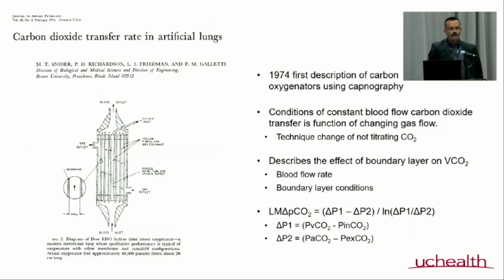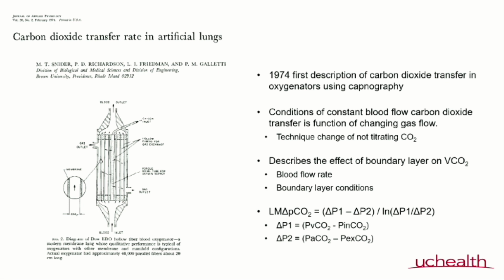Carbon dioxide transfer in artificial lungs was not really fully described until 1974. In 1962, in Galetti's textbook, he did make reference to the concept of measuring the expired gas and hooking it up to a spirometer to measure the carbon dioxide content in the expired gas. But it wasn't until this paper with Snyder and Galetti, who was the senior author, that this process of bulk carbon dioxide transfer was actually described. This was the first basis of the description of exhaust gas capnography to describe carbon dioxide.